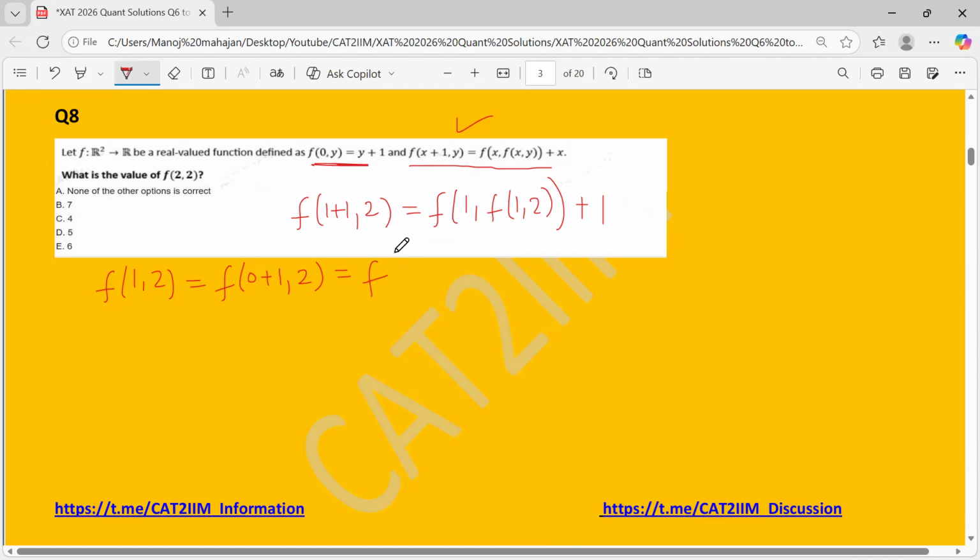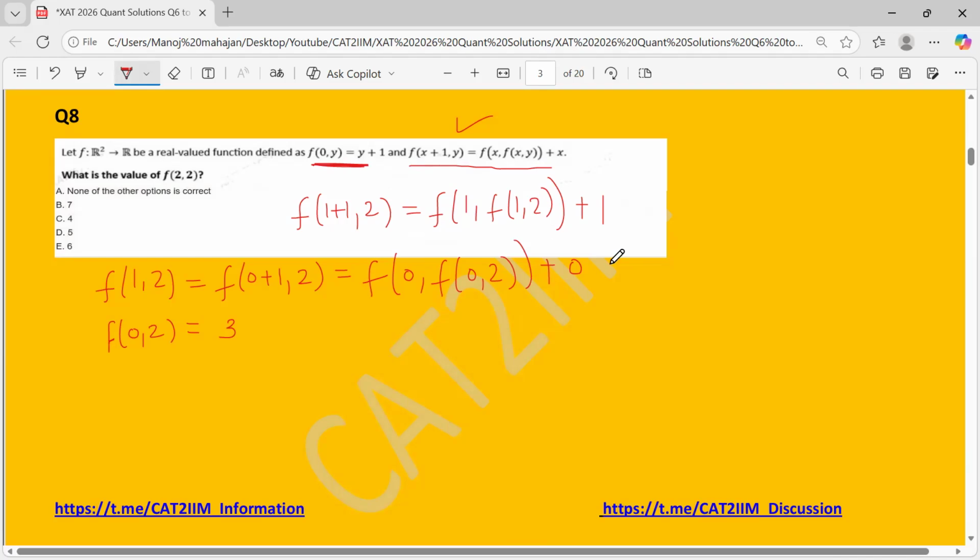Which could further be written as what? F of. So it requires some patience for sure. F of 0, f of 0 comma 2 out here. And what was x out here? That was 0. So I'm going to add 0 out here, right? So next step would have been calculating what is f of 0 comma 2, which could be easily figured out from here. So when we use this 0 comma 2, f would be nothing but 2 plus 1, that is 3.